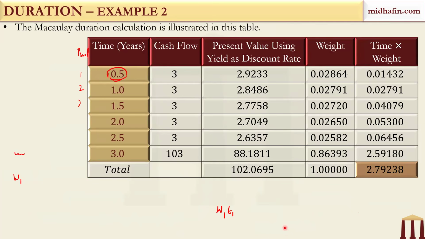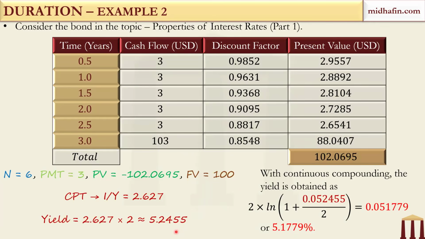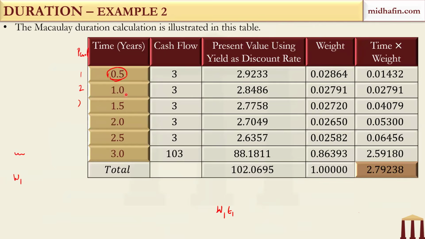Continuous compounded yield. Exactly. Since we are interested in Macaulay duration, we have to be very careful that we cannot use this yield directly. We have to use this yield. Okay. So for Macaulay duration, we will calculate the present value like this using this yield. Negative sign, of course, to discounting factor, and the yield was 5.179% approximately, right? The continuously compounded yield. So the present value of this $3 using this continuously compounded yield becomes 2.9233.